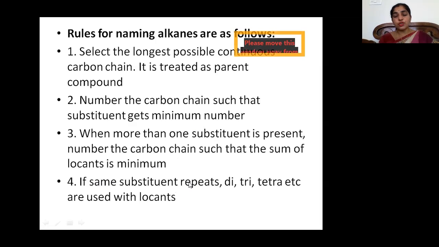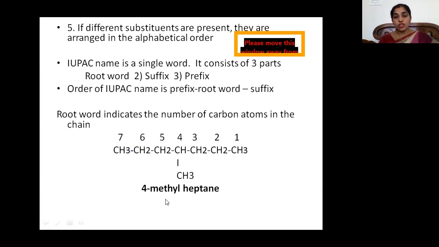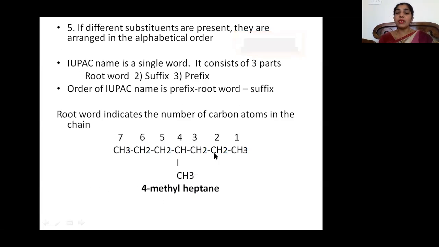If the same substituent repeats, then we use di, tri, tetra, etc. with locants. I already told you the position where the substituent is present is called the locant. So if one more methyl substituent is present at the 3rd position, you have to say dimethyl. Similarly, if one more is present, it is trimethyl. Likewise, you add di, tri or tetra with the locant.